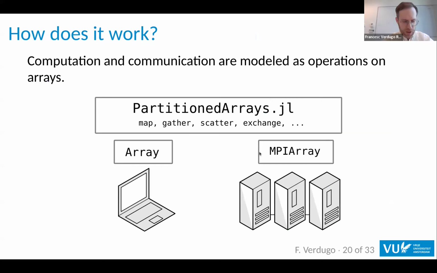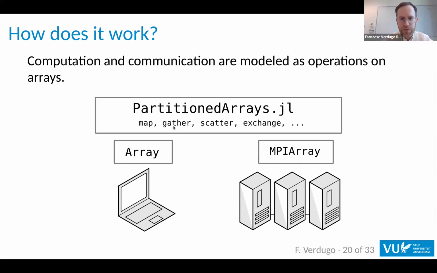Now, let's continue discussing how this works in practice. So now we have a model for the data partition. We're using these array containers, but now we also need a model for the computation, right? Because you want to do something with this data. In particular, we need to model computation and also communication, because these are the two key things you want to do in a distributed algorithm.